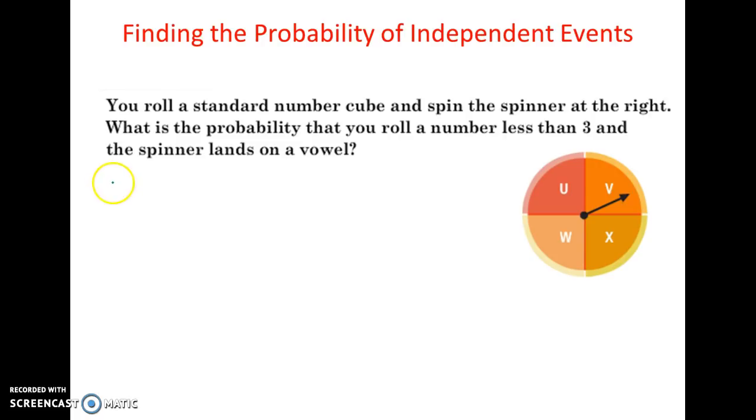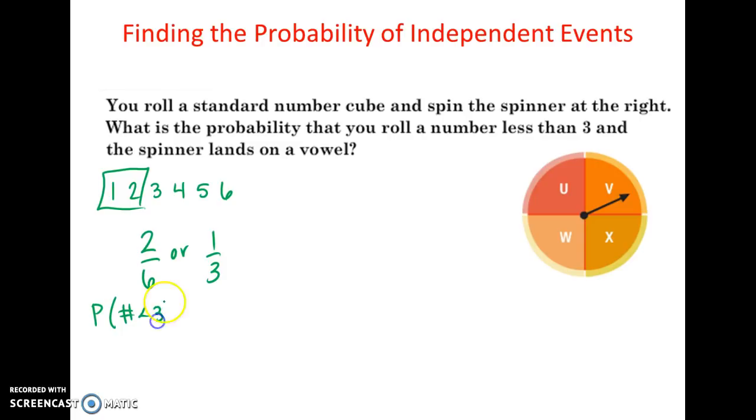Well, let's think of a standard number cube. I could roll a 1, I could roll a 2, a 3, a 4, a 5, or a 6. How many are less than 3? 1 and 2 are. So 2 out of 6, or 1/3, are less than 3. So the probability of rolling a number less than 3 is 1/3.